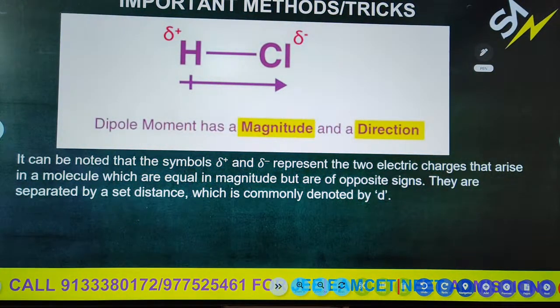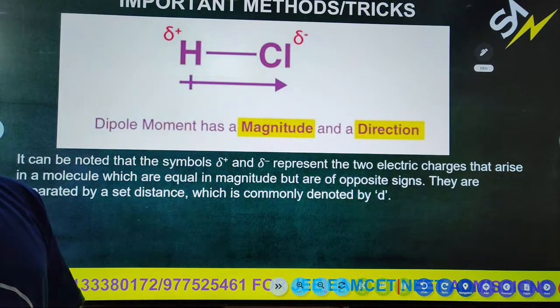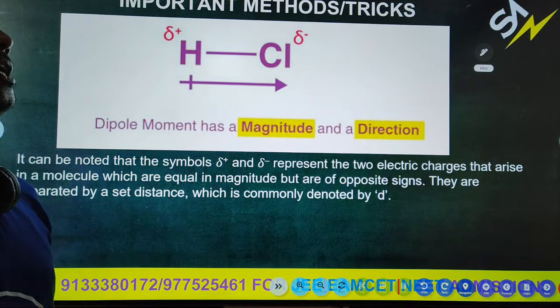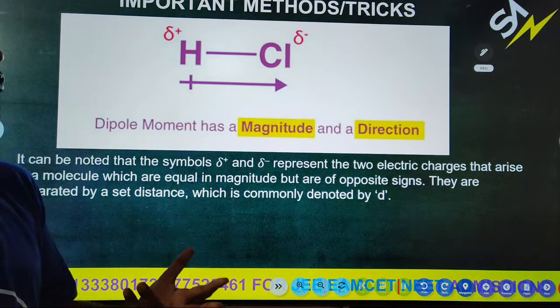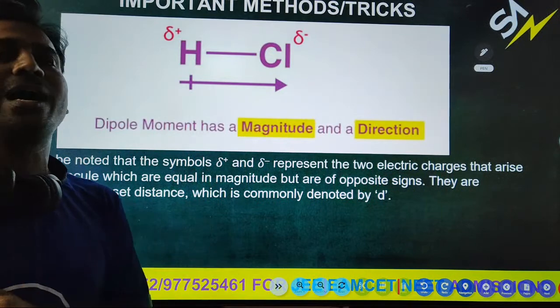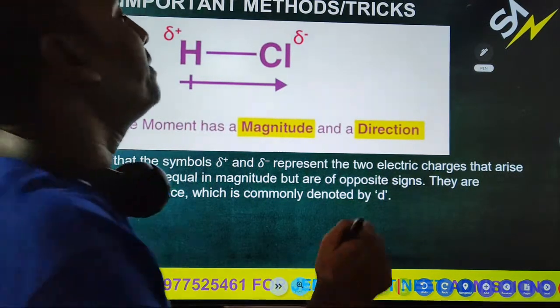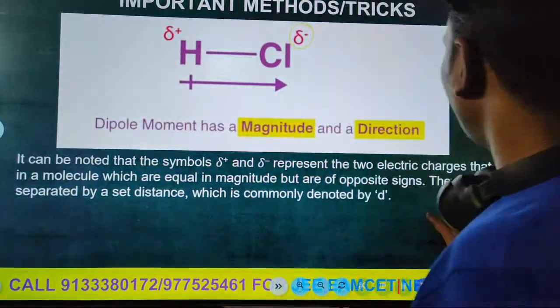So here we got charges. Why do we get charges? Due to the electronegativity difference. Do hydrogen and chlorine have the same electronegativity? No. Here the electronegative element is chlorine, and hydrogen is much less electronegative. So due to electronegativity, chlorine has a chance to attract the bonded electrons. So what is the result? A partial negative charge on the chlorine.